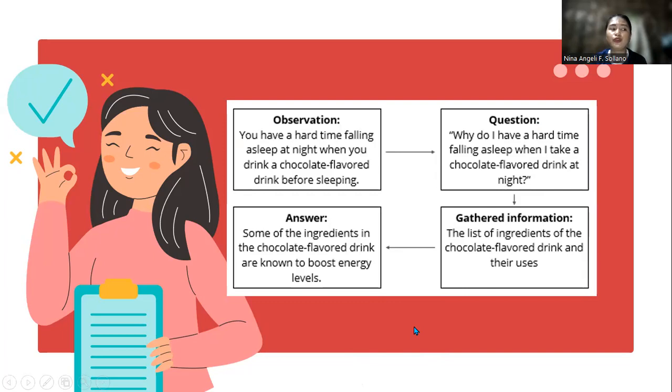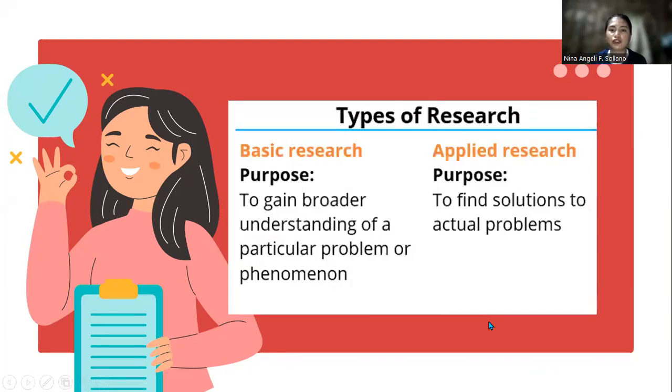So upon that curiosity and observation, you seek an answer. You look at the back portion of the sachet where the ingredients are listed. And you have seen that some of the ingredients, like what? Cocoa, sugar, or caffeine, are in that drink. So that only means that the ingredients are for boosting the energy levels. So that is an example of research.